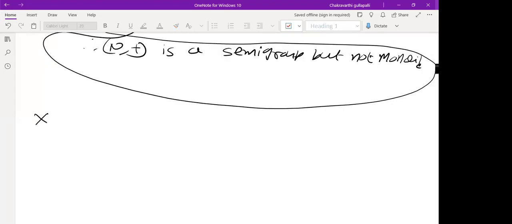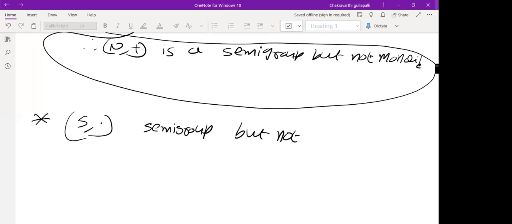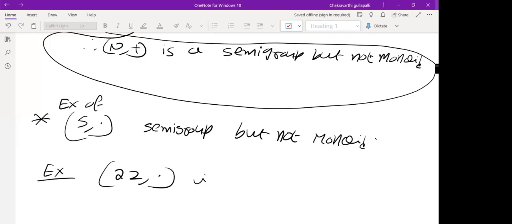Next, can you give an example of a structure with respect to multiplication, with dot, which is a semi-group but not a monoid? Here it is with respect to addition earlier. Can you give an example? Semi-group, but not monoid. Example: 2Z comma dot. Correct. Why is it so? One is not there in it, so the identity element does not exist. It is a semi-group, but not a monoid.